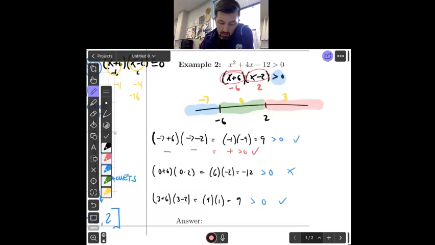I plug in 0. 0 plus 6 is a positive number. 0 minus 2 is a negative number. Negative times a positive is a negative. Is a negative greater than 0? No. I plug in 3. 3 plus 6 is a positive number. 3 minus 2 is a positive number. Positive times positive is a positive. Is a positive greater than 0? Yes. So that's the way we're going to do it from now on, just running a sign test.